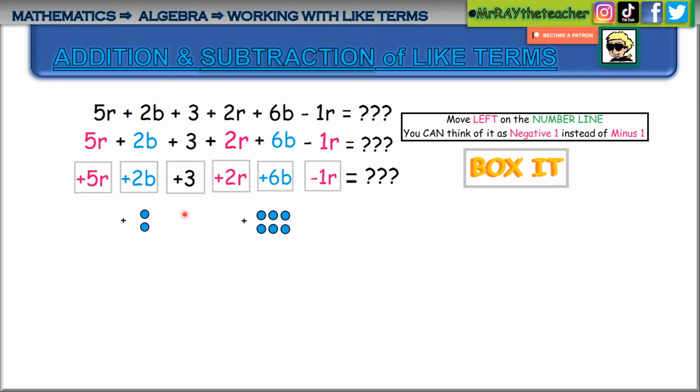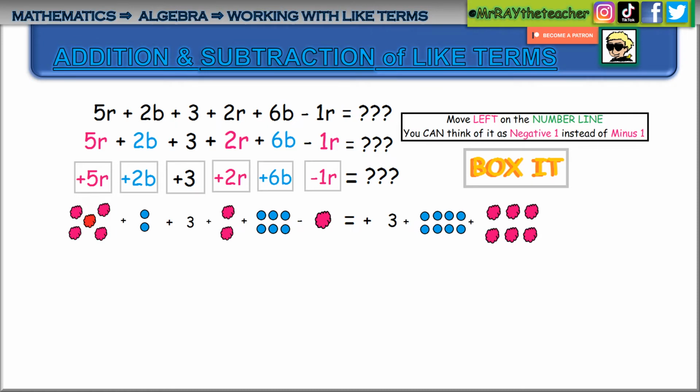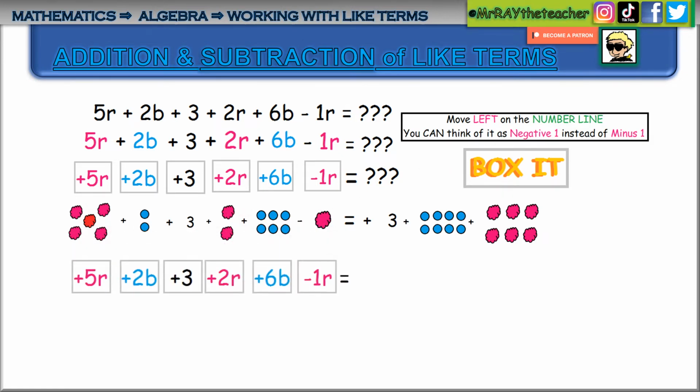Let's think about it. If you're still confused, 2b is 2 blueberries plus 6 blueberries. And we've got 5 raspberries here, plus another 2 raspberries, minus another raspberry. And then we've got 3 of no fruits, so maybe 3 sticks or whatever. So that equals plus 3. We take that over here. Then we've got plus 8 blueberries, plus 6 raspberries. So we've got 7 raspberries here, minus 1 here leads us to the 6.